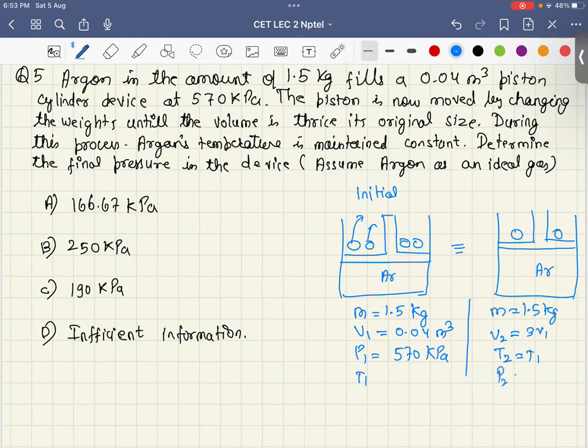Now we are asked what is the final pressure. Assuming that this is the final state, since we have argon gas, we can assume argon gas as an ideal gas. So the solution is very similar to the previous problem. I think everybody should be able to solve this question. I'll give you 5 minutes to solve it.